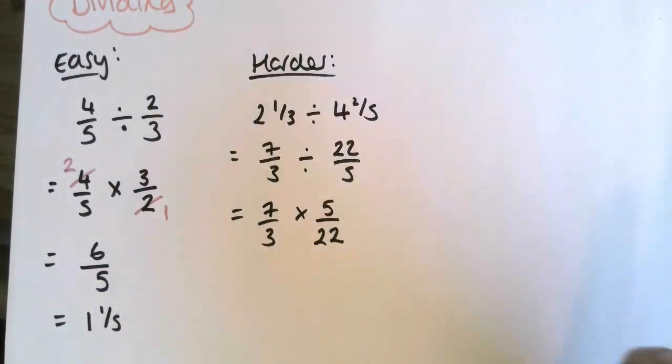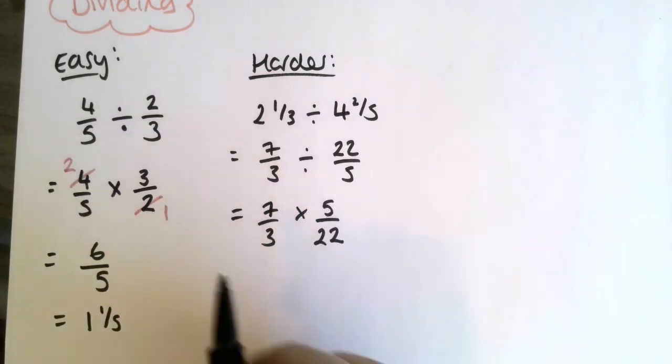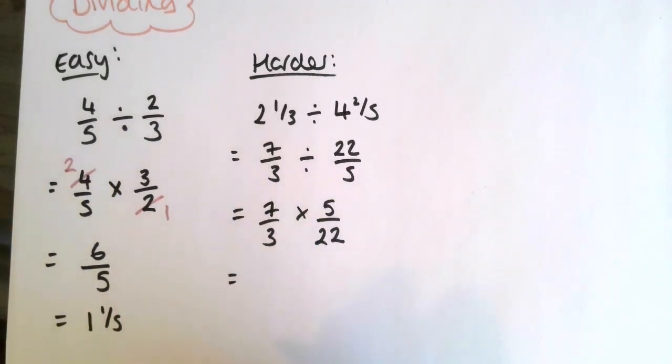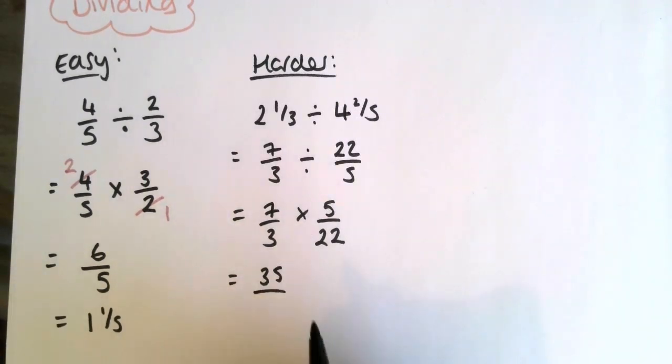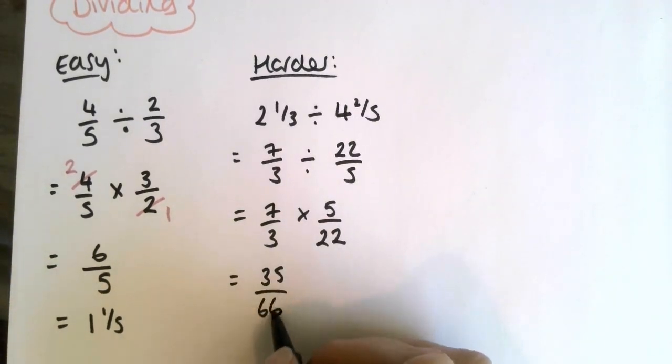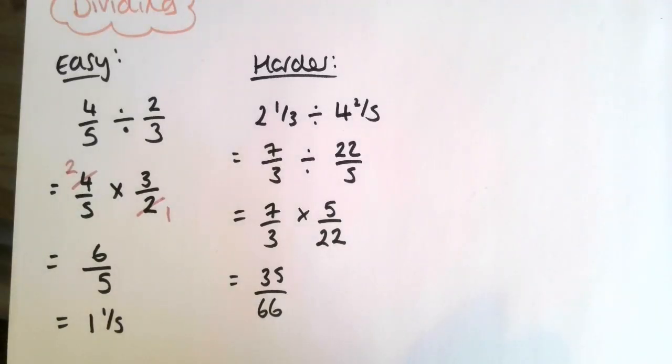Oh, I keep picking ones that you can't simplify. Oh well, so there's nothing we can simplify here. So we multiply top by top, bottom by bottom. 7 multiplied by 5 is 35. 3 multiplied by 22 is 66. And again, I don't think we can simplify anything there. Okay. Not the best examples ever, year 10.